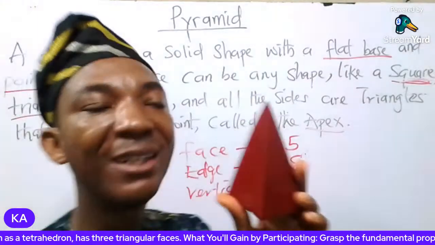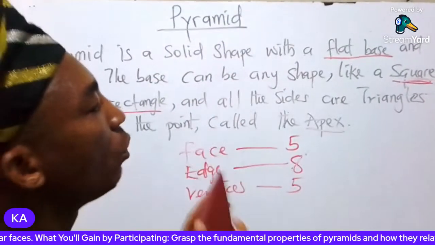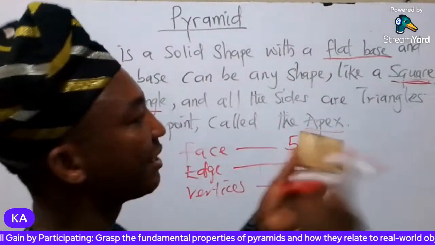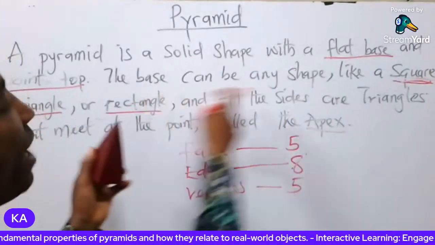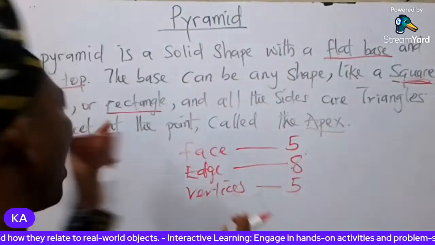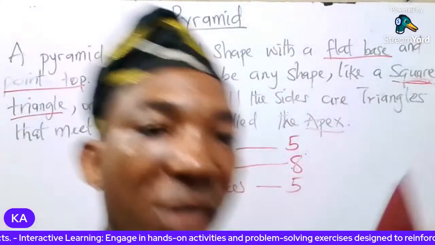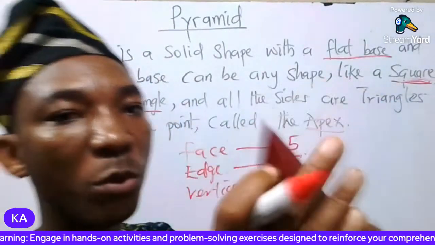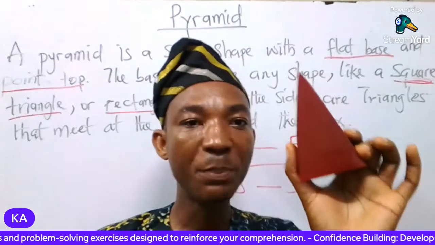Is that clear now? That is a pyramid. A pyramid is a solid shape with a flat base and pointed top. The base can be any shape. It can be square, it can be triangle, it can be rectangle. All other sides must be triangles. So that is it about pyramids.